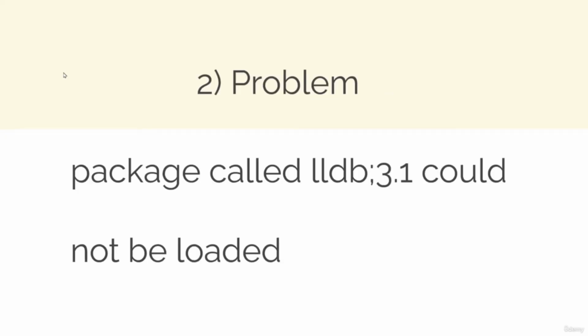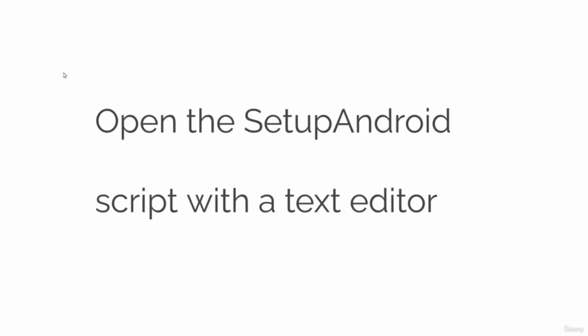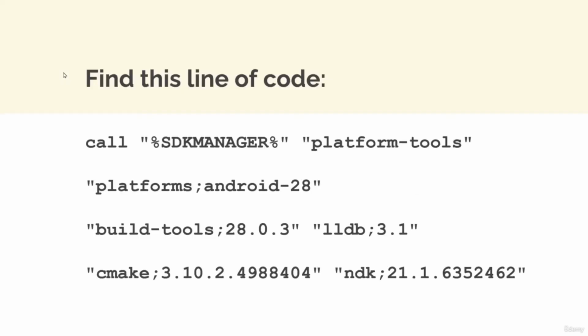Another possible problem that could appear, typically in earlier versions of Unreal, but you still could get it in Unreal 5, is package called LLDB 3.1 could not be loaded. And the solution for that is to open the setup Android script with a text editor and to find this line of code: call SDK Manager, Platform Tools, Platforms Android 28, Build Tools, LLDB, CMake, NDK.